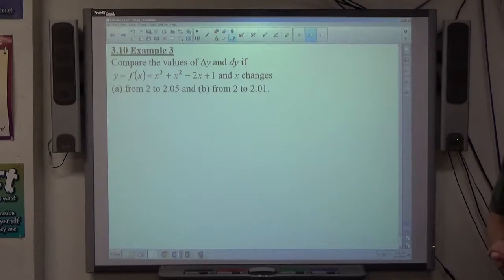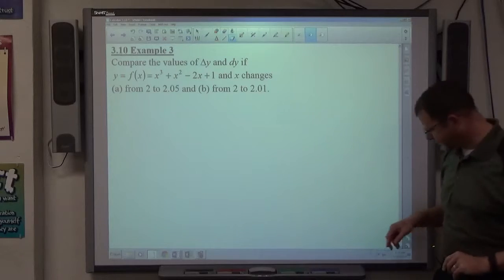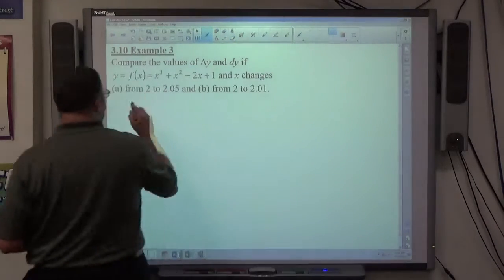Example 3 for 310. Compare the values of delta y and dy if y equals f of x is this polynomial function x cubed plus x squared minus 2x plus 1, and x changes from 2 to 2.05 and from 2 to 2.01. Alright, so let's just take a look at this.